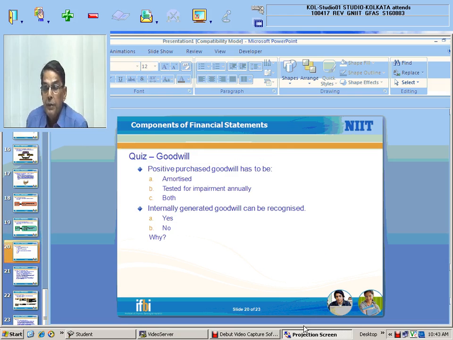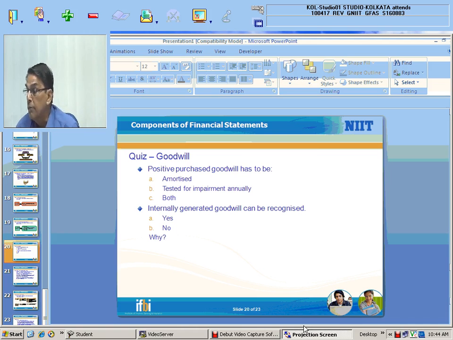Now, a small quiz. Positive purchase goodwill, goodwill which is purchased. Goodwill can only be recognized as an intangible asset provided it is purchased. Internally generated goodwill will not be recognized as an intangible asset, as we have seen already. Positive purchase goodwill has to be amortized, tested for impairment annually, or both. What is the correct answer? Shivam Sharma has come up with an answer, but that is not correct.